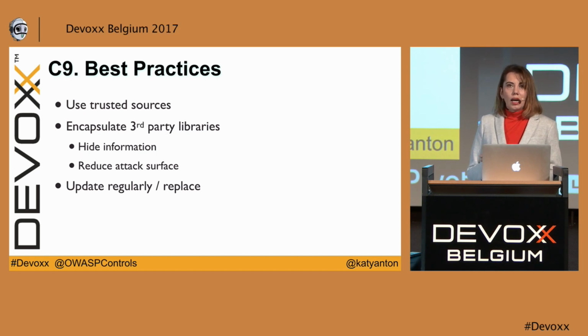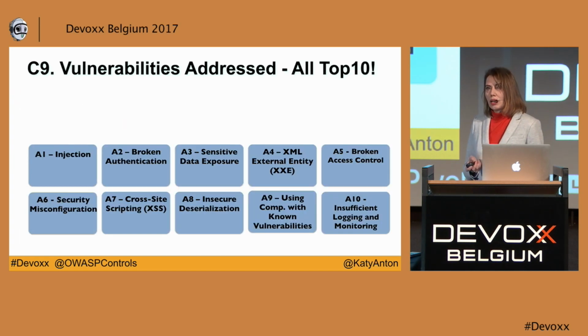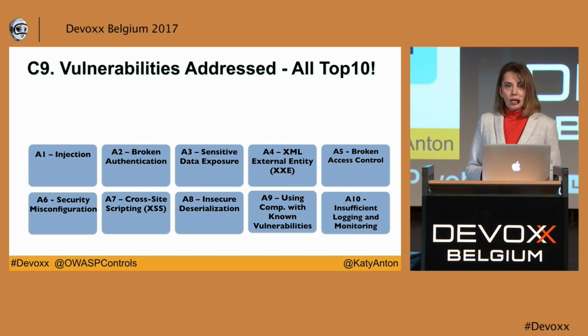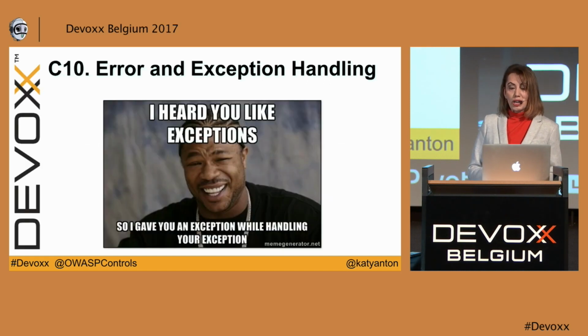and leveraging security frameworks and libraries, but doing it in such a manner that the software is safe and stays safe throughout its life can prevent all the OWASP risks. Great, and the last control: error and exception handling.